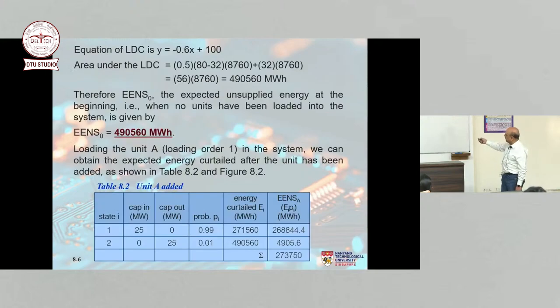Now energy curtailed, when the generator is out, I'm not supplying any energy, correct? I'm not supplying any energy. So therefore this is the amount of energy curtailed, which is the area under the load curve, correct? But when it is supplying 25 megawatt with a probability of 0.99, how much energy is curtailed?